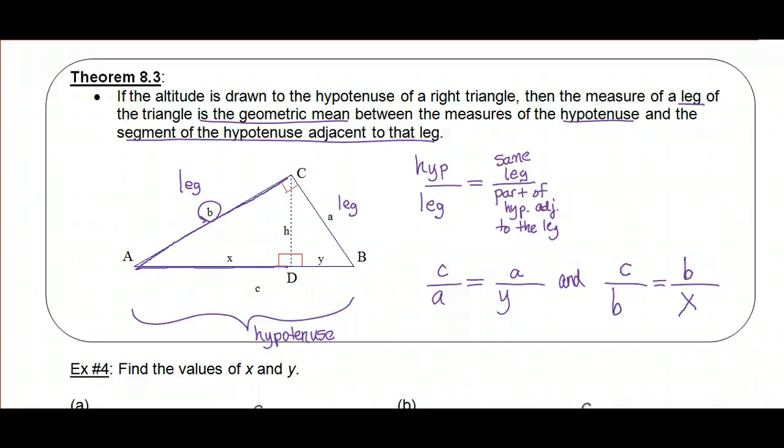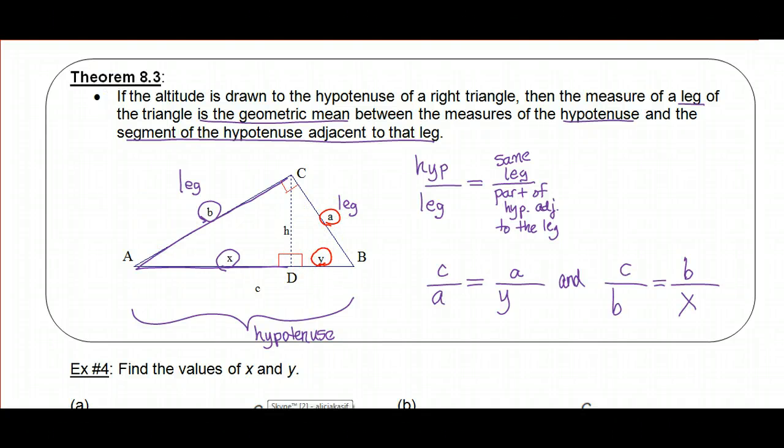I'm still a little confused with the first one, the C over A. Wouldn't it be like Y? Isn't it Y though? Oh no, Y is... The entire hypotenuse is C. Why do we use C and X on the second? Because X is adjacent to B. Whereas over here, A and Y are adjacent to each other.